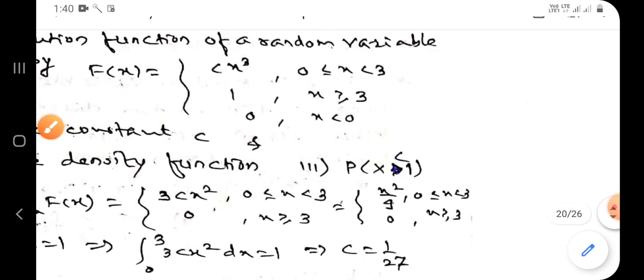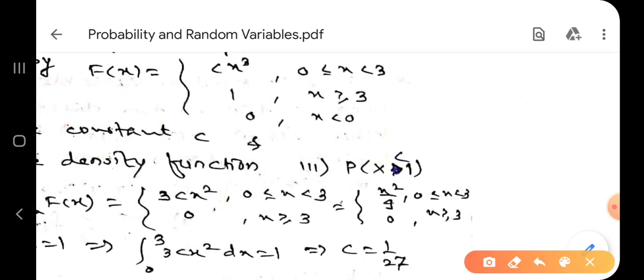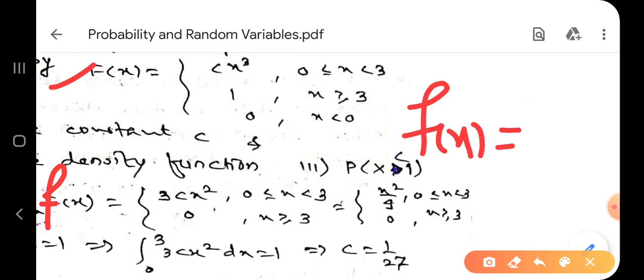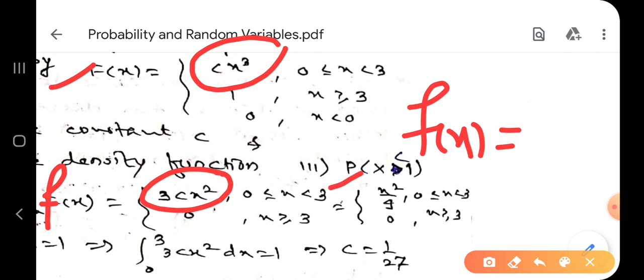So write down the capital F of x again. Capital F of x is equal to c x cube between 0 to 3, 1 for x greater than or equal to 3 and 0 if x is negative. For negative numbers we know the probability is 0, so no need to write it in small f of x. Now take the derivative. What is the derivative of c x cube? C is constant. What is the derivative of x cube? 3x square. So the first value is 3x square into c between 0 less than or equal to x less than or equal to 3.